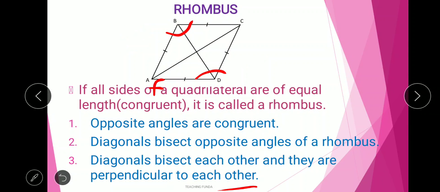Now second one, diagonals bisect opposite angles of a rhombus. See, by drawing this line, the opposite angles, that means B and D, are bisected by the diagonal. Same way here also, by drawing this diagonal, A and C get bisected. Third property, diagonals bisect each other and they are perpendicular to each other. They bisect each other and are also perpendicular, same here, they form a 90-degree angle. Got it?